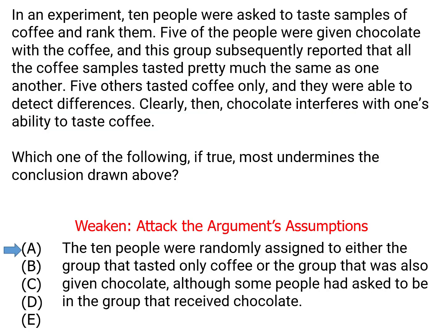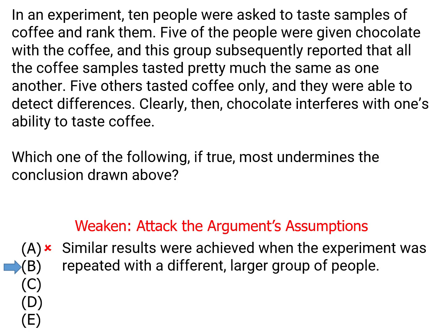Answer choice A, well, this would actually strengthen the argument. If the 10 people were randomly assigned to either group, that helps us believe that there wasn't a source of bias in the study. Since we're trying to weaken the argument, this is not our answer. Answer choice B would also strengthen the argument. If they got the same results with the experiment done to a larger number of people, it suggests that, yeah, there were enough people in the original experiment. It wasn't too small. So answer choice B also not our answer.